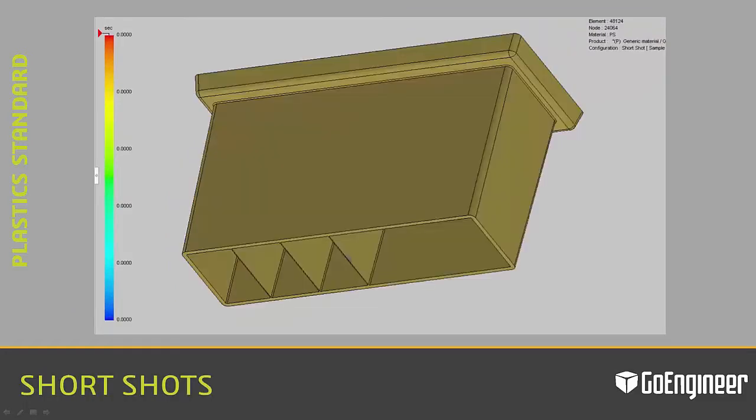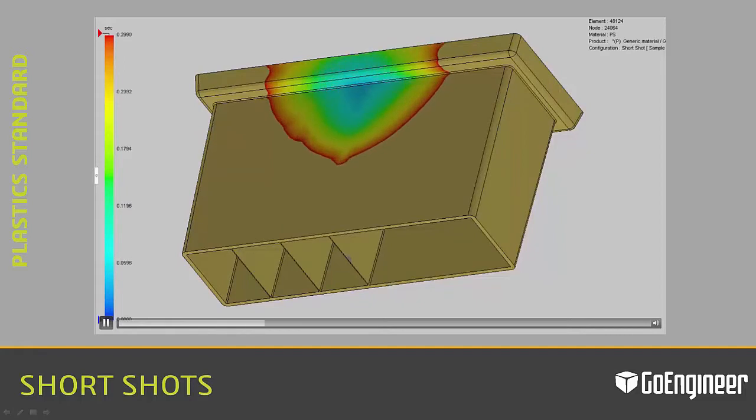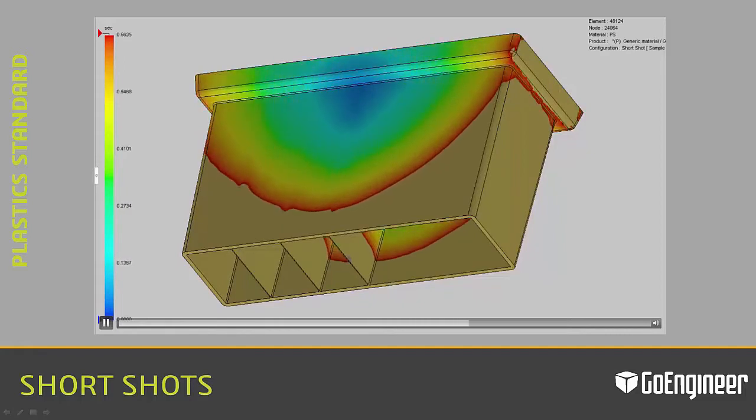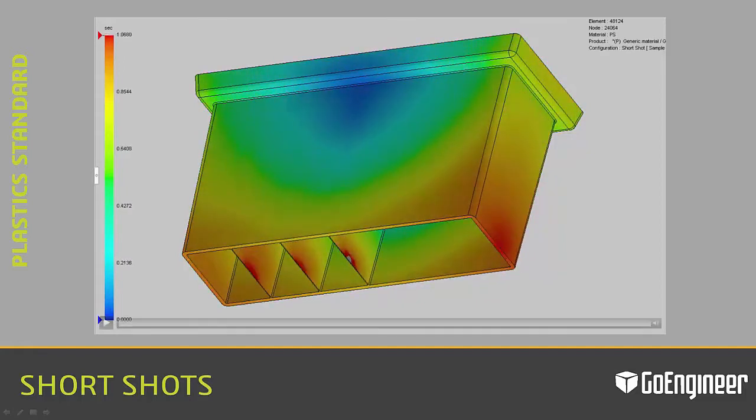Another feature of SOLIDWORKS Plastics is the ability to detect short shots. Short shots occur when a mold cavity will not completely fill with melted plastic, as seen here. And frequently, higher injection pressures, faster injection speeds, and higher melt temperatures will not solve this problem. That is why it is so important to identify these kinds of problems before the mold is manufactured, because when this is first discovered in the molding machine, it can be very time-consuming and expensive to fix.